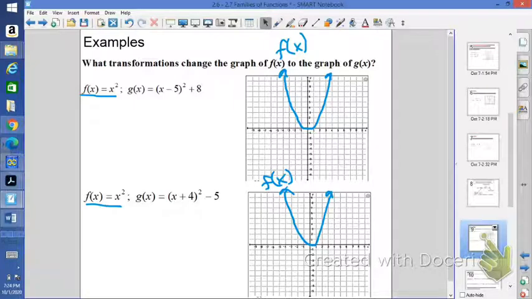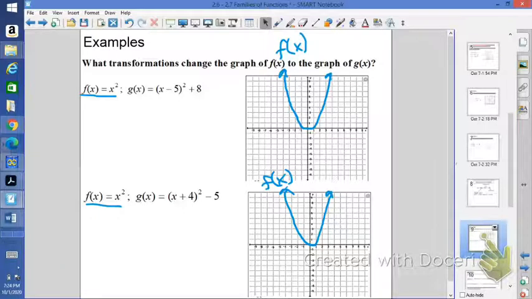Okay, I know that was a lot, and we are going to make some sense of this now in the examples. It's definitely going to be clear as we work through these example problems what you need to do here. So the first example: what transformations change the graph of f of x to the graph of g of x?